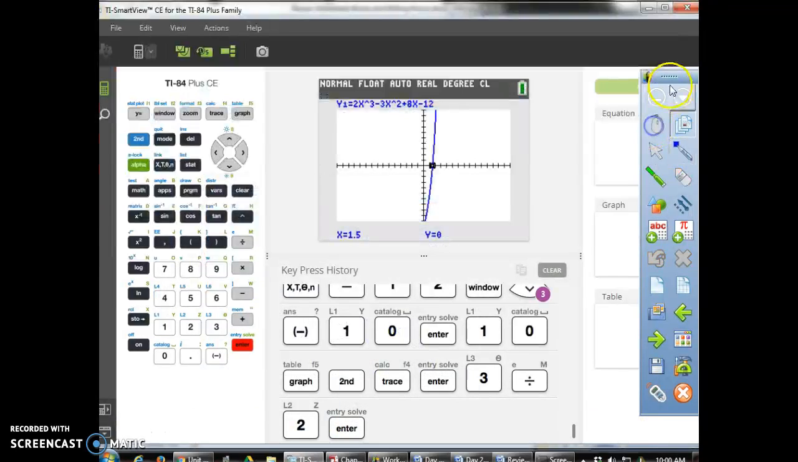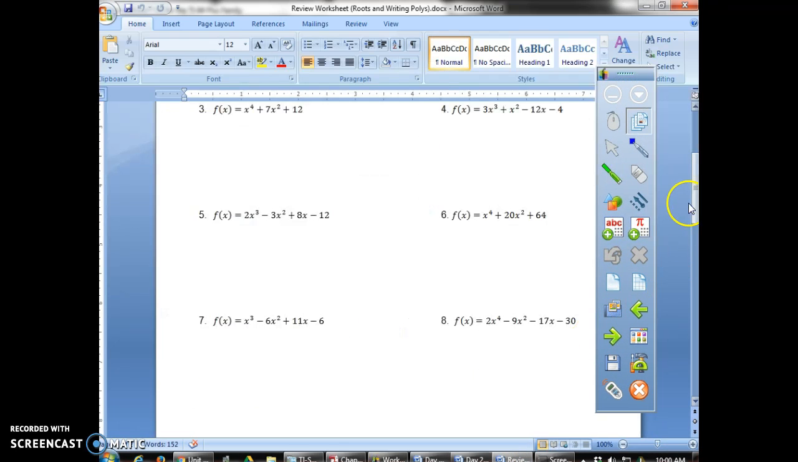Okay, I want to make sure we get some done from each section, so I'm going to move on to the next little section.